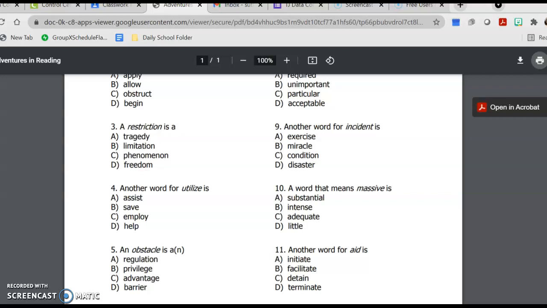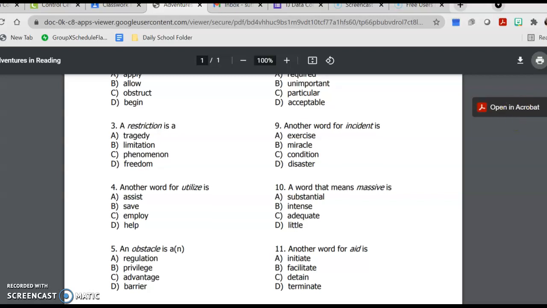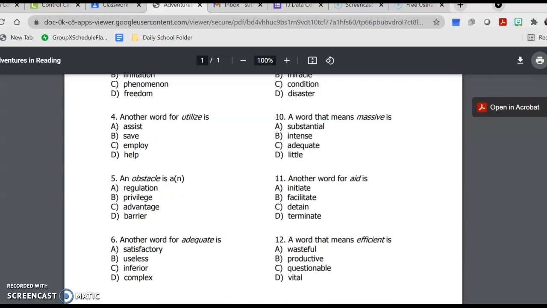Number 4, another word for utilize is A, assist, B, save, C, employ, or D, help. Number 5, an obstacle is A, regulation, B, privilege, C, advantage, or D, barrier.